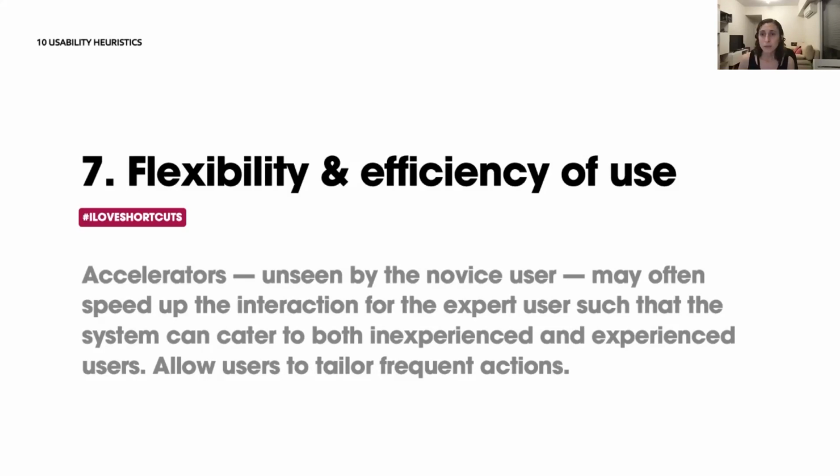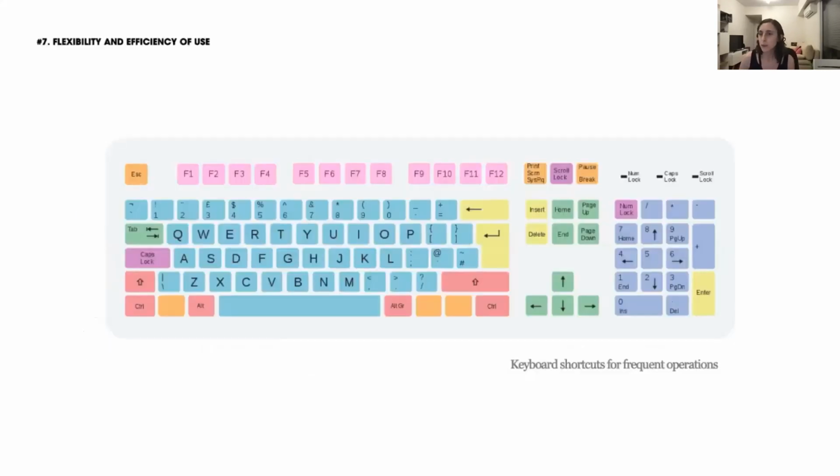Let's look at some examples. One example of making an application flexible is to allow shortcuts, allow icons, allow direct access to the places we want to use. We can see this applied, for example, in Instagram and Spotify.